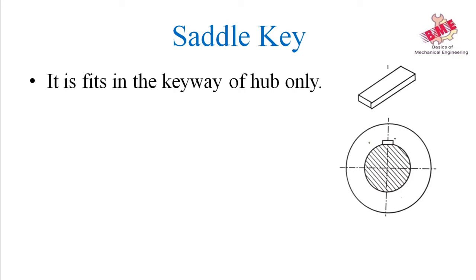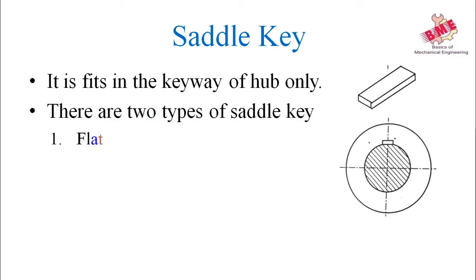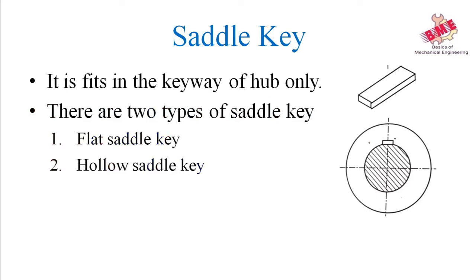There are two types of saddle keys, the flat saddle key and the hollow saddle key. The flat saddle key is a taper key which fits in the keyway of the hub. It is flat on the shaft. And for the hollow saddle key, the bottom of the key is shaped as a concave surface so that it can fit the curved surface on the shaft easily.